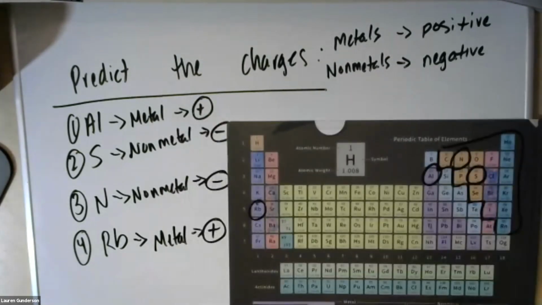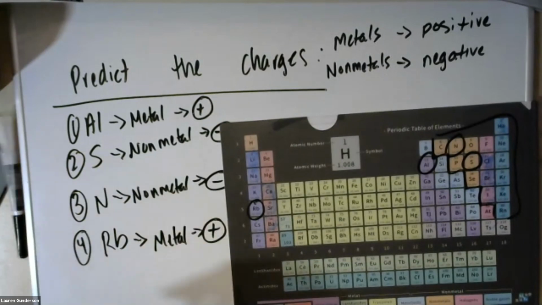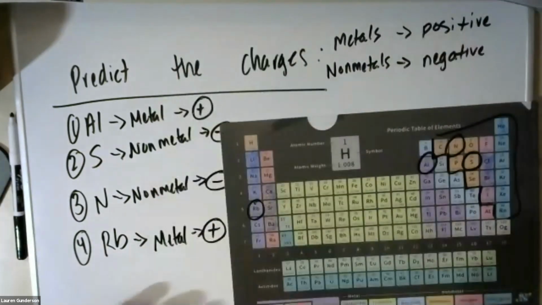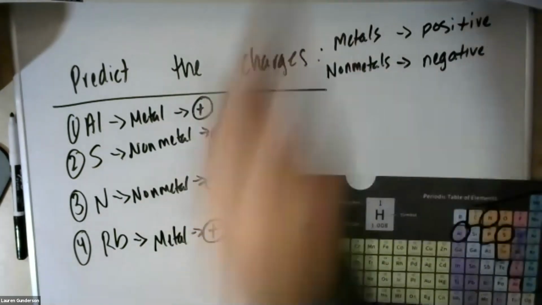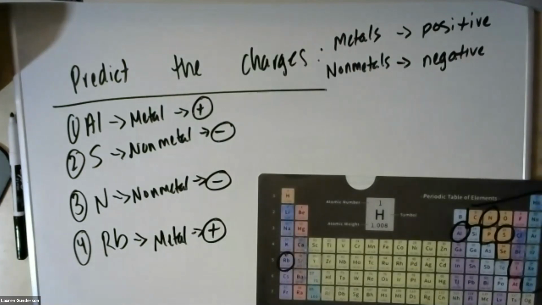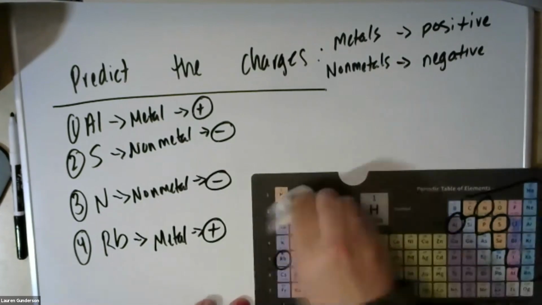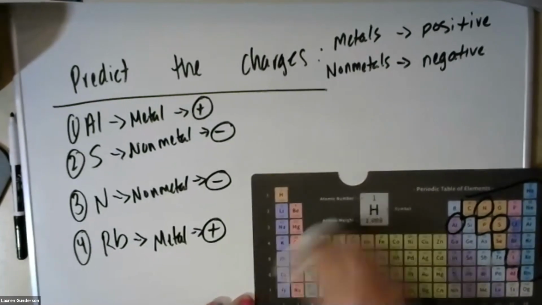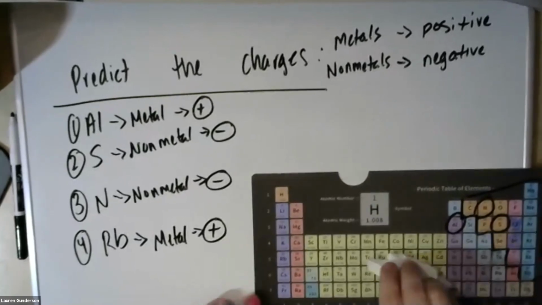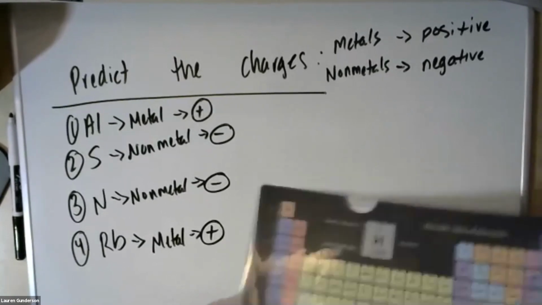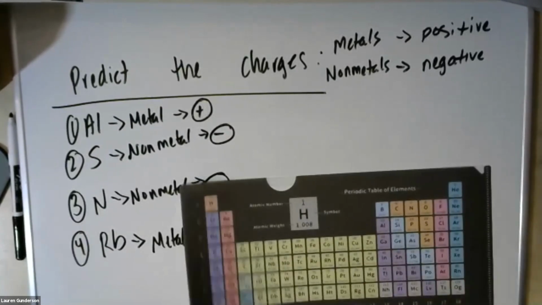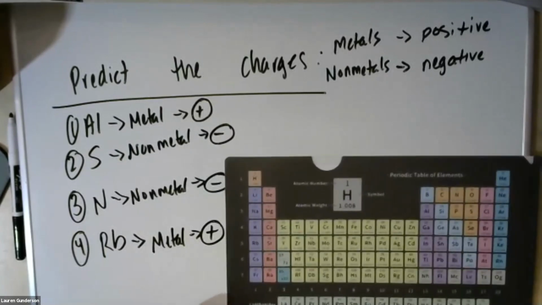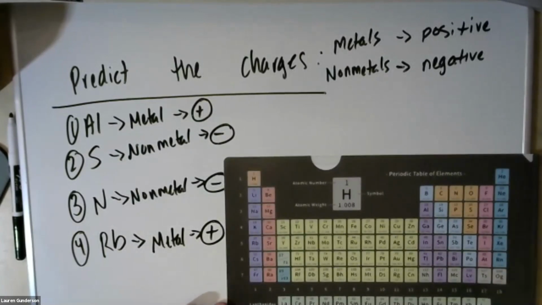Now, your main group elements are always trying to form ions that will get them to have the same valence as the nearest noble gas. We're going to look at the periodic table to figure out what I'm talking about. You have to remember where the noble gases are on your periodic table for this to make sense. Your noble gases are over here in this last column.